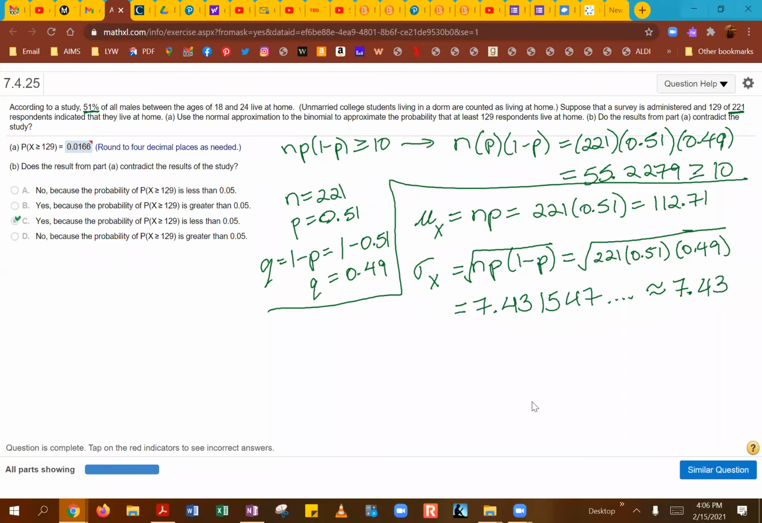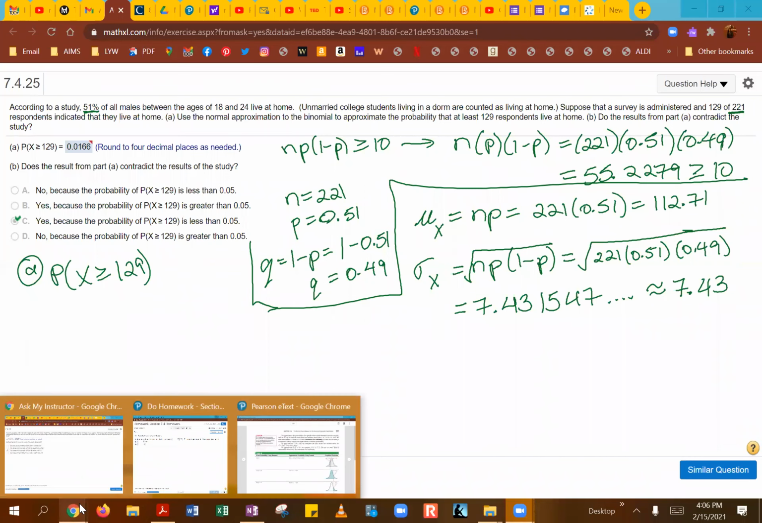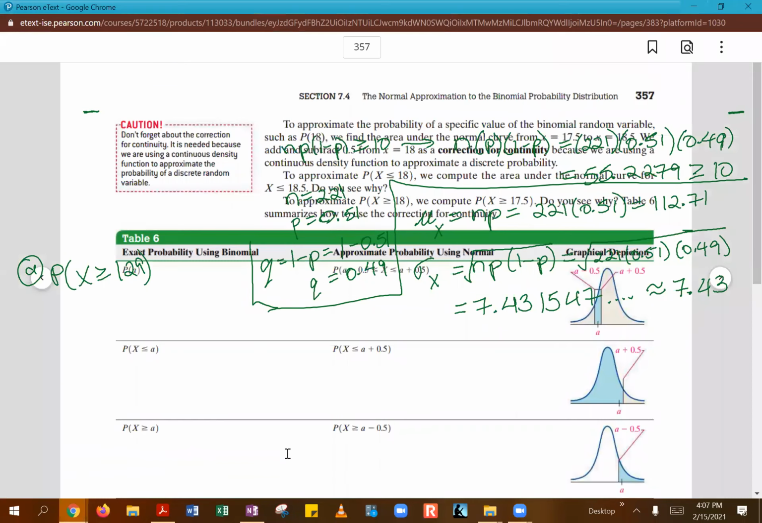Okay, so now that we have the mean and the standard deviation, we're ready to tackle that part A. So you can see in part A, they are talking about finding the probability. Let's do this over here. So when they're asking you to find the probability of x greater than or equal to 129, remember with the normal approximations to binomial distribution, we have to make adjustments.